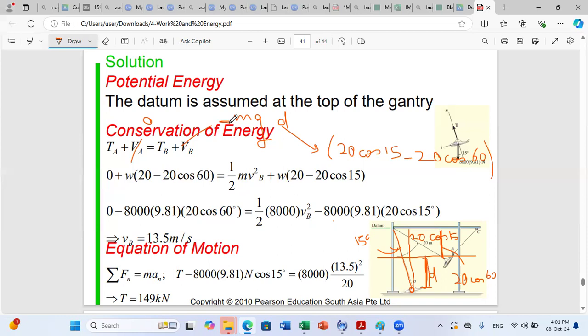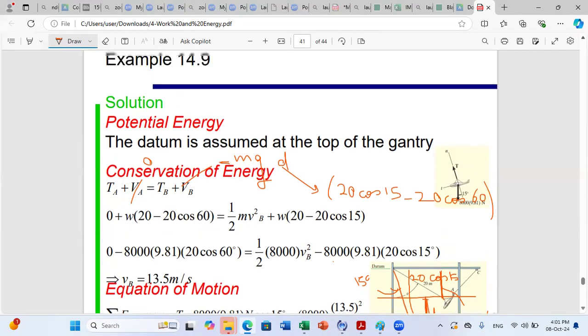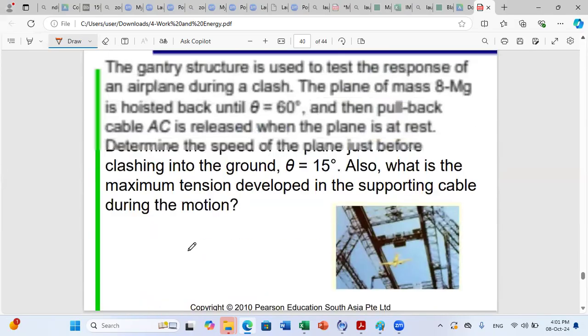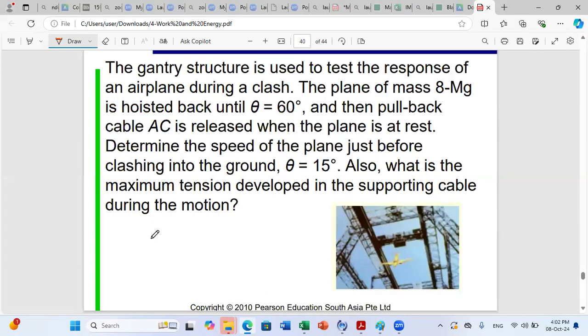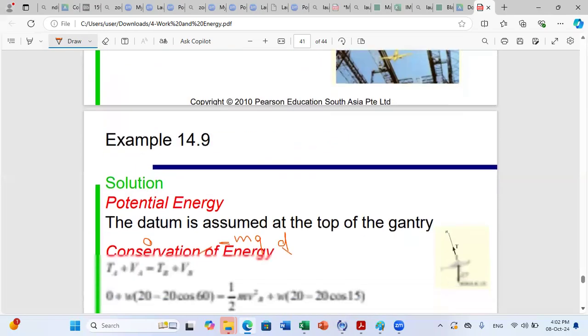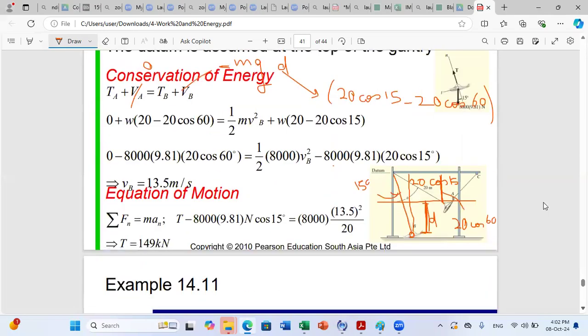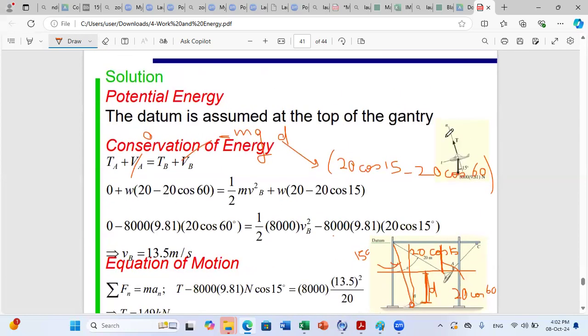This problem here, for example, will show you how to combine several chapters. You can apply conservation of energy, but they also asked you to determine the maximum tension developed in the cable. So you need force. Whenever you do analysis of forces, you need chapter 13. You cannot answer the question here without going back to chapter 13. So I am interested in the maximum tension in the cable, and this tension is along my cable.